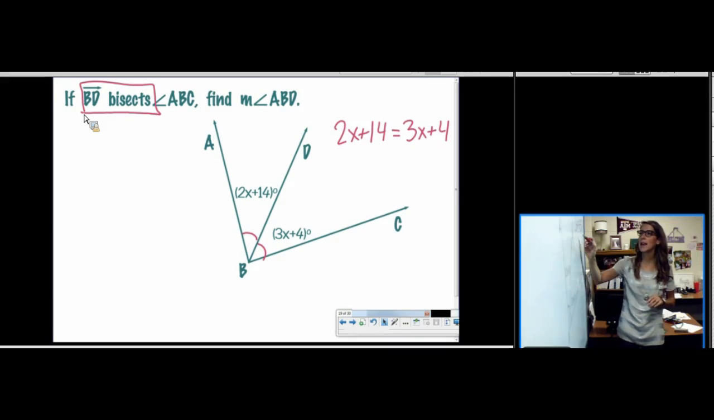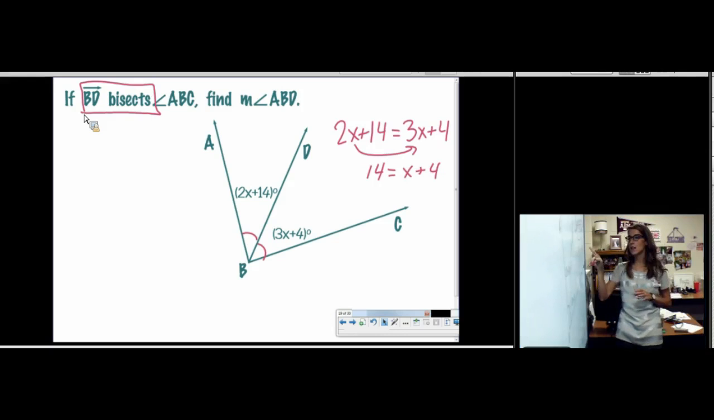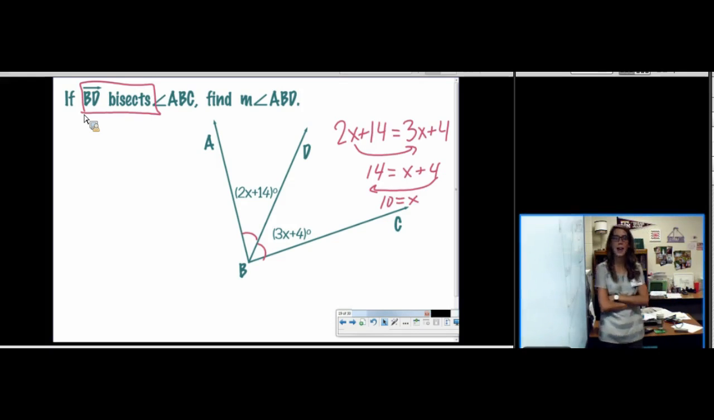If you were solving by hand, you would move the 2x over here. You'd get 14 equals x plus 4. And then you would move the 4 over here. You would subtract: 10 equals x. That took me 2 steps. I moved one thing, and I moved the other thing. Two-step problem. X is 10.